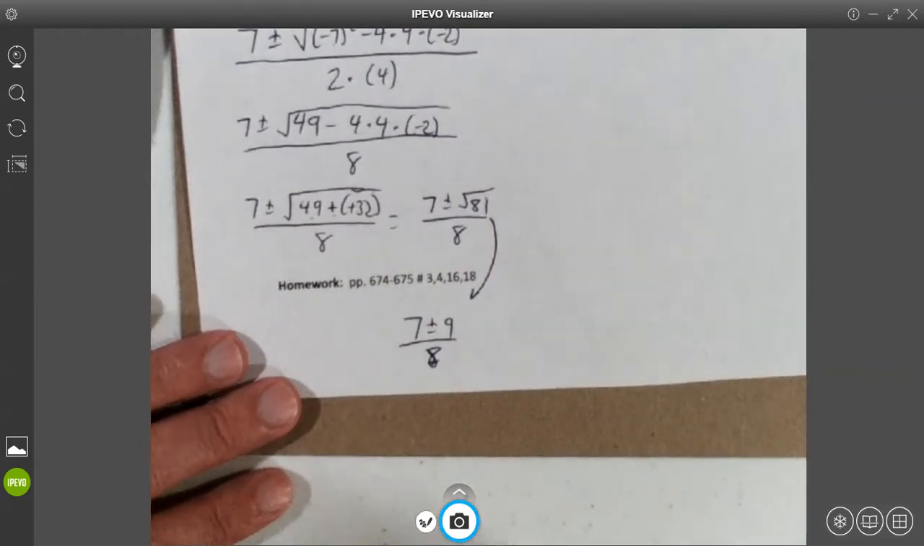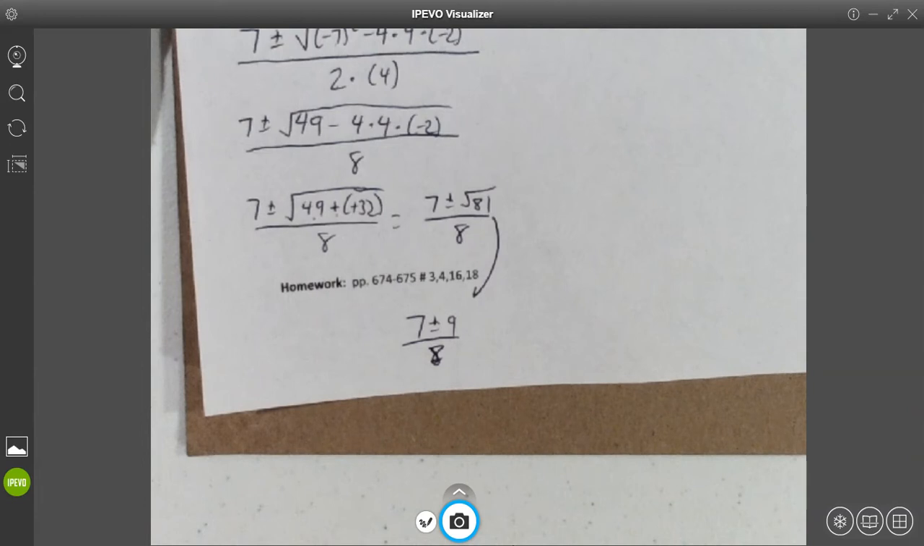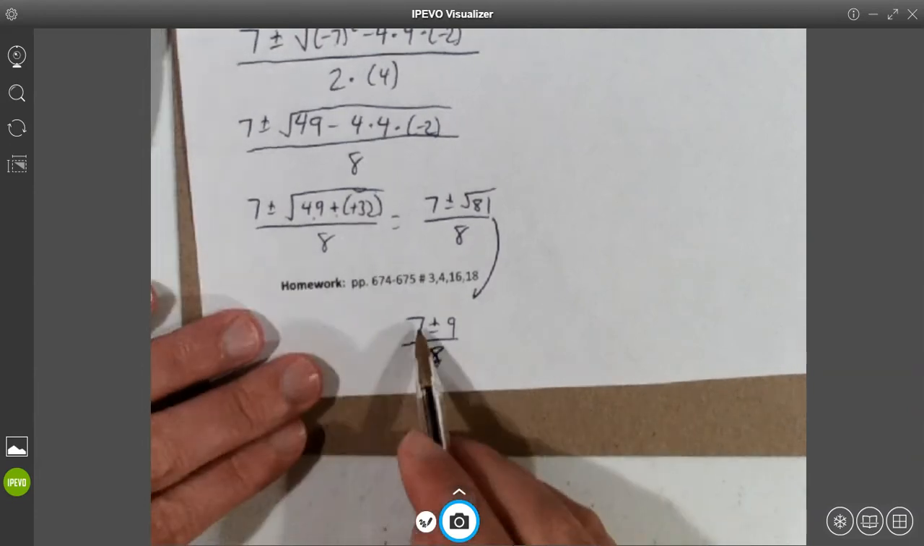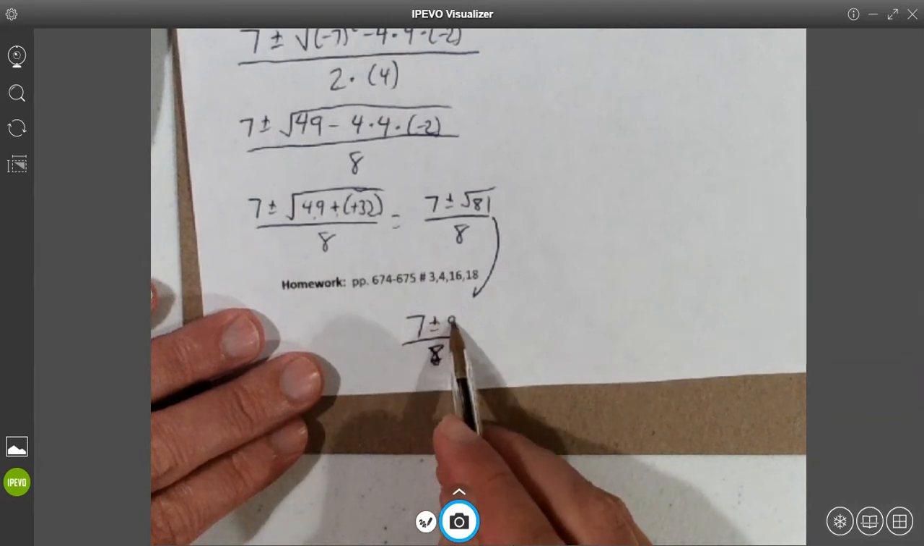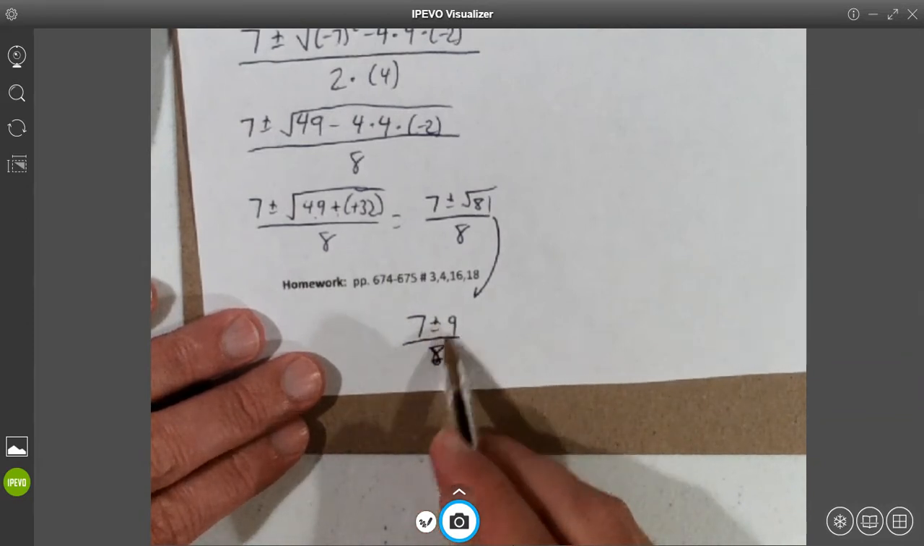So now remember, we're always expecting, and not always, but a lot of times we're expecting 2 answers on these. Because if you think of that parabola, most of them have two x-intercepts. All right, well, here are my 2 answers. 7 plus 9 divided by 8. And then 7 minus 9 divided by 8.